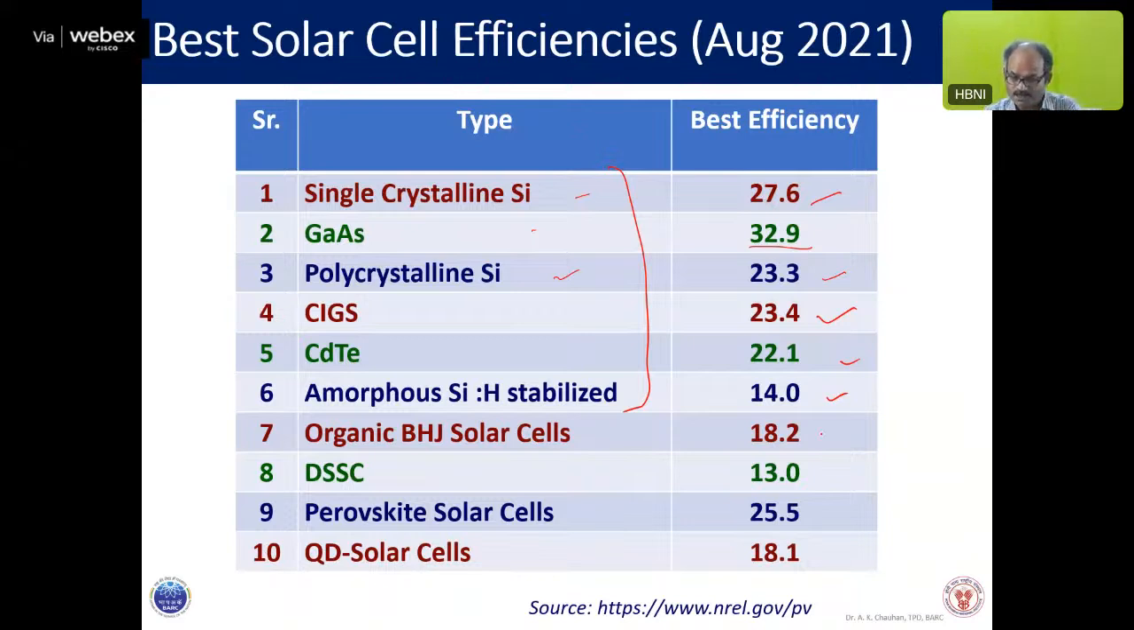Then some recent research has shown that bulk heterojunction solar cells can give you up to 18.2%. DSSC is nearly 13% for about 6-7 years. Then perovskite is 25.5%, and quantum dot solar cells are 18.1%. These are very recent; you can find the latest efficiencies at this site.